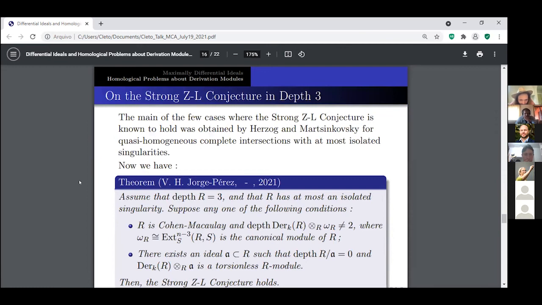Next, we have a contribution to this problem, jointly again with Jorge Pérez. But in depth 3, right? This result by Herzog and Marcinkowski is not in depth 3, but this one is. So in depth 3, not necessarily Cohen-Macaulay, but assume that R has at most an isolated singularity, suppose any of the following conditions. R is Cohen-Macaulay, and the depth of this tensor product, where U, that big U, is this specific module here, which is the canonical module of R, is not 2; or there is an ideal with codepth 0 such that the tensor product with the derivation module is torsionless. So in either case, the strong Zariski-Lipman conjecture holds.